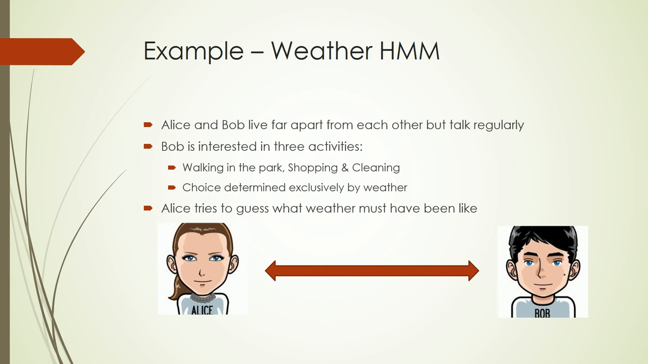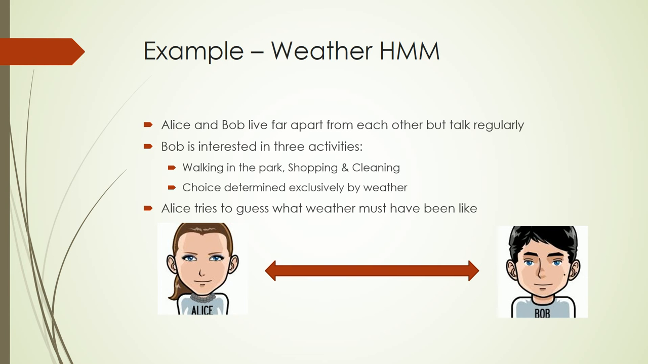One classic example which is used around the globe for the HMM is the weather HMM. Consider two friends, Alice and Bob, who live far apart from each other and who talk together regularly over the telephone about what they did on a specific day. Bob is only interested in doing three activities. The first one is walking in the park, the second one is shopping, and the third one is cleaning. So these are the three activities in which Bob is interested.